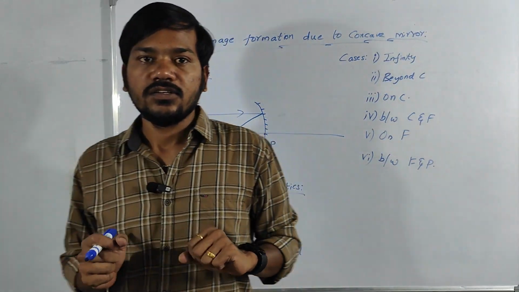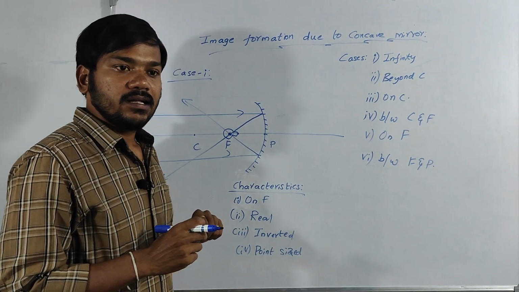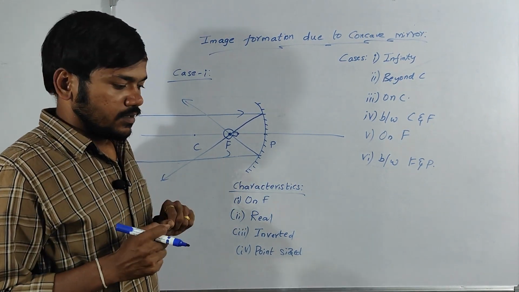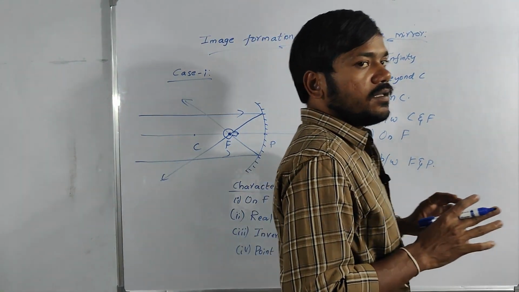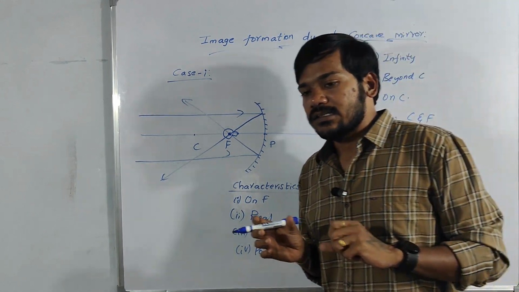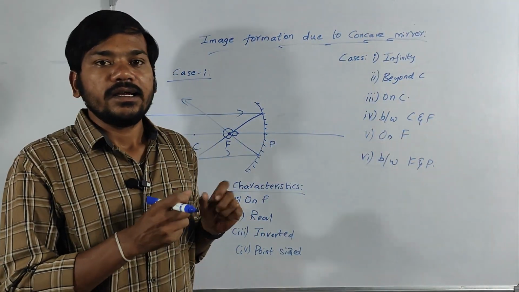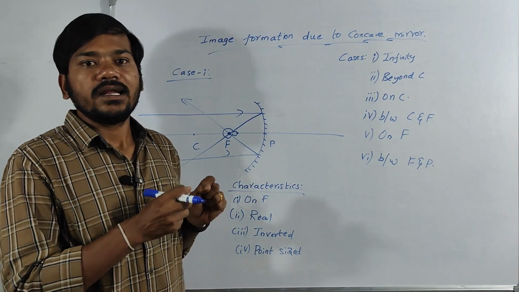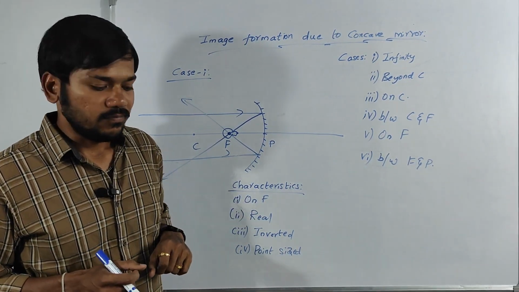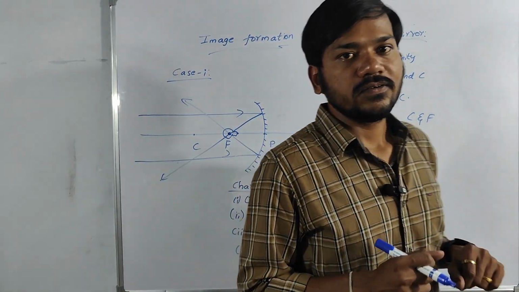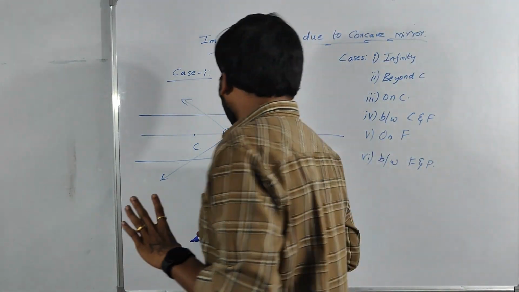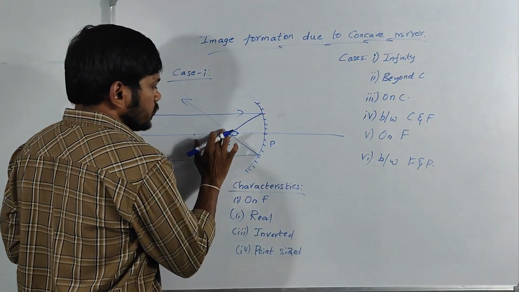So you have studied one application, that is why a concave mirror is used in the reflecting lights or the headlights of a vehicle. Now again, one more smaller application.